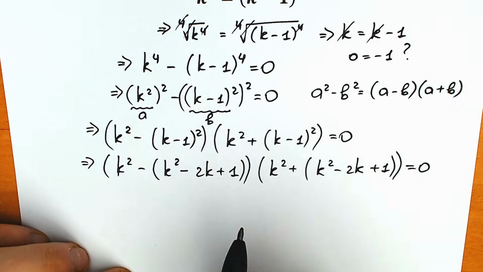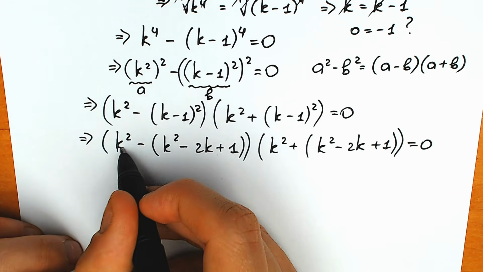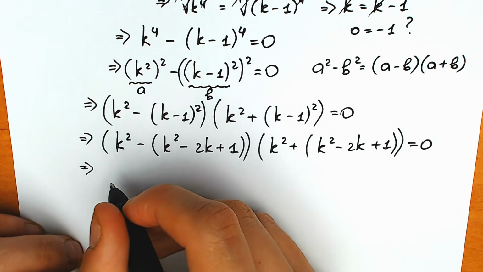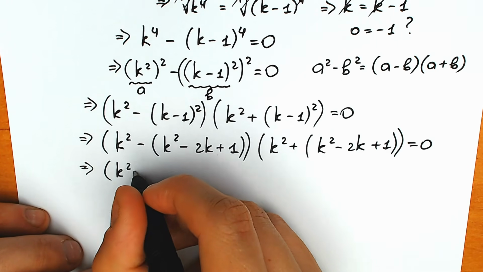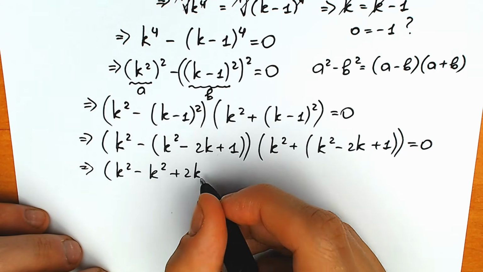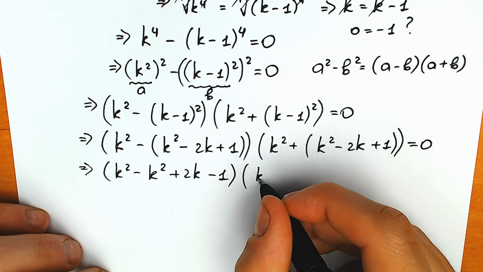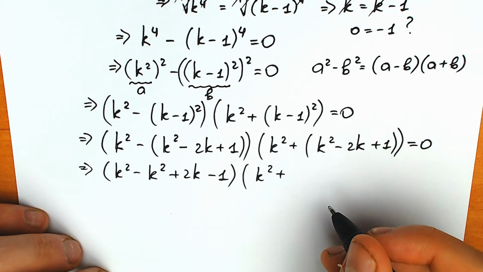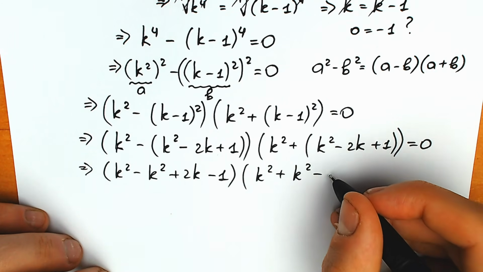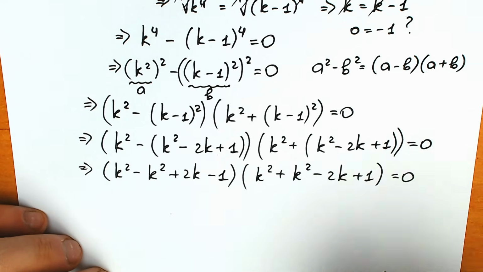I just wrote it with parentheses because this is an extremely dangerous moment right now, so be careful, because right here we need to change all the signs to the opposite. So we have k squared minus k squared plus 2k minus 1. And in the other parenthesis, we don't need to change the signs, so k squared plus k squared minus 2k plus 1 equal to 0.